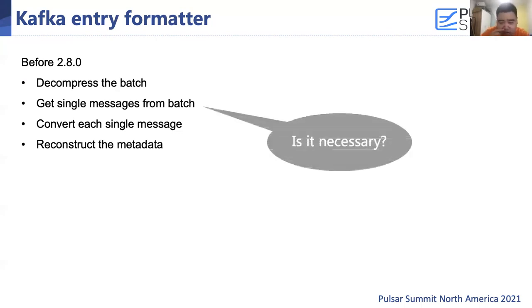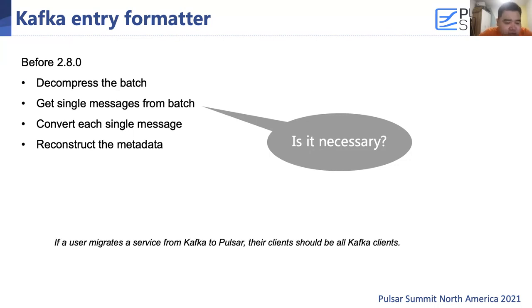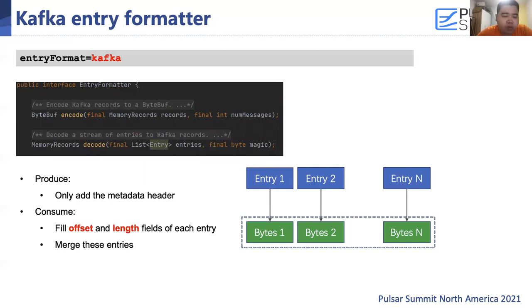So, is it necessary? I see that if a user migrates a service from Kafka to Pulsar, the clients should all be Kafka clients, and there are no Pulsar clients. From this point, KOP 2.8.0 adds a config named entry format. The default entry format is Pulsar, and the behavior is as I said before. But if you want better performance, you can configure the entry format to Kafka.